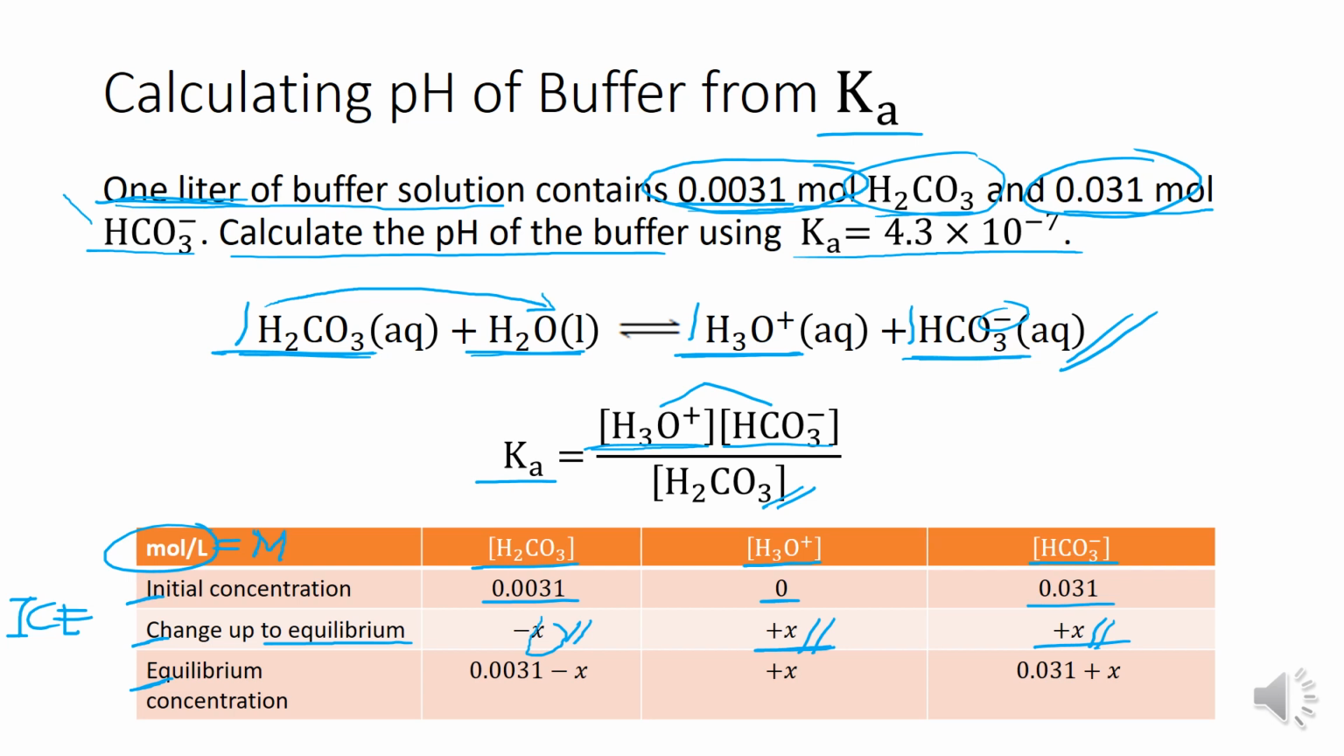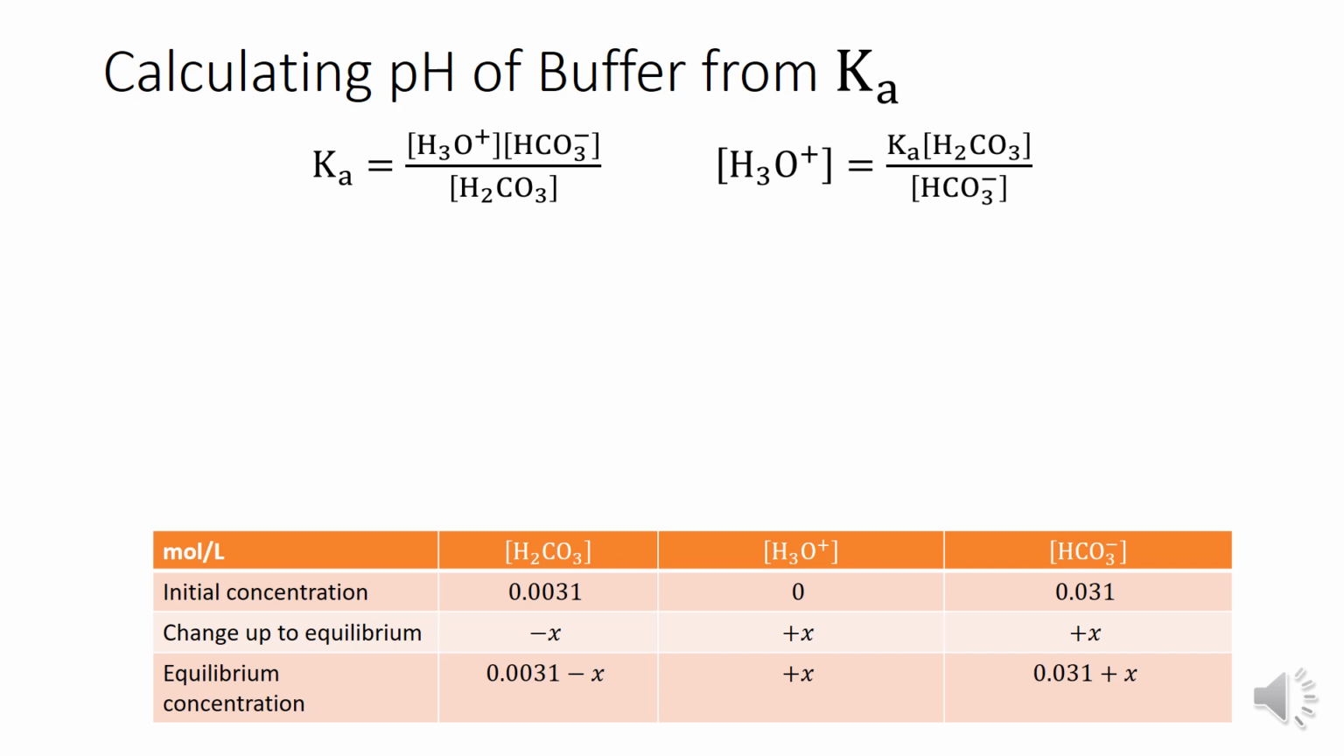Now for the concentrations at equilibrium, we simply have to add the first two concentrations. For the carbonic acid, you have 0.0031 minus x. For hydronium, you have 0 plus x, so that's positive x. For the bicarbonate, we have 0.031 plus x, so that is the concentration at equilibrium. We will use this table in the next slide to answer the question in this problem.